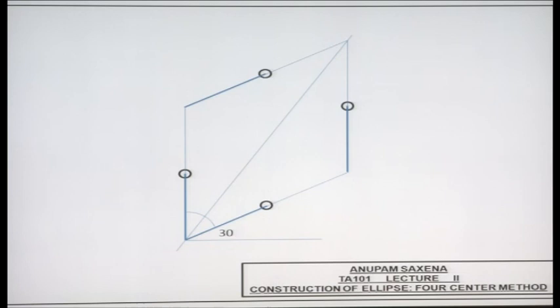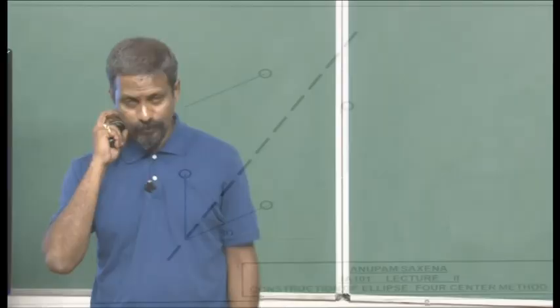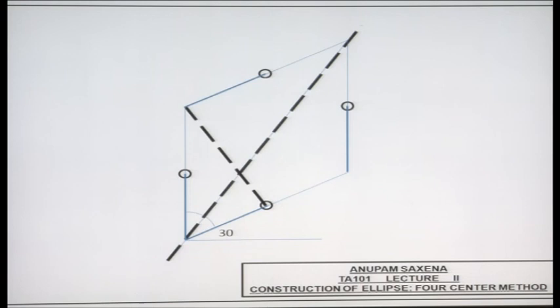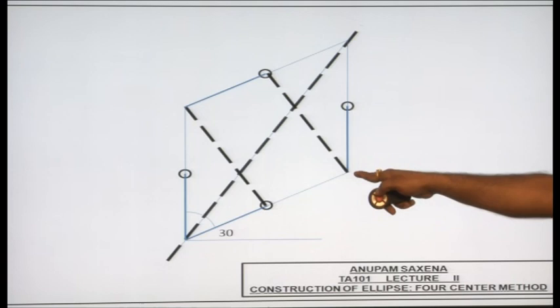Okay, so let's revisit the construction of the ellipse using the 4-center method. Here we have a rhombus, or let's say a parallelogram. This edge is at 30 degrees with the horizontal. As I said, the first thing you need to do is draw the longest diagonal first. Then from this vertex, draw a line segment joining the midpoint of the opposite edge. From here, again, the same thing: draw a line segment joining the midpoint of the opposite edge.